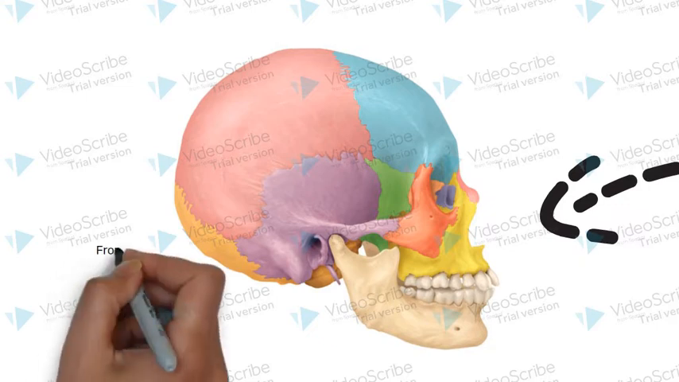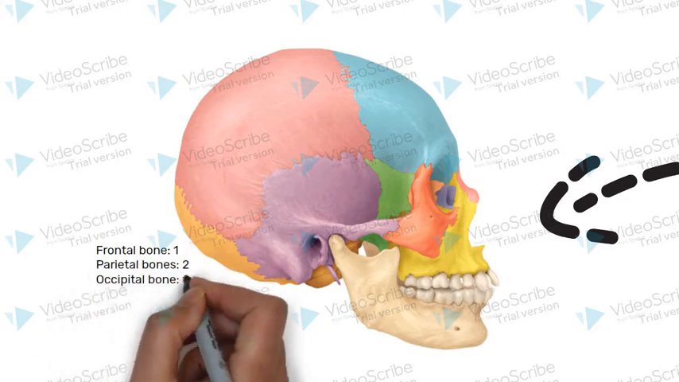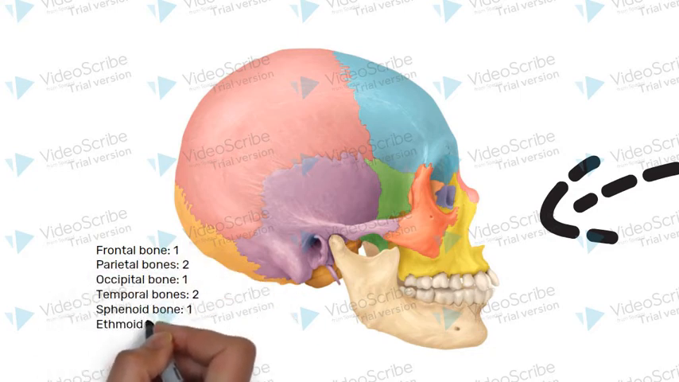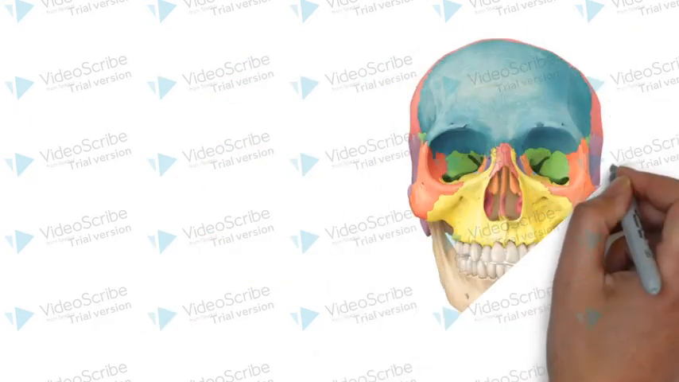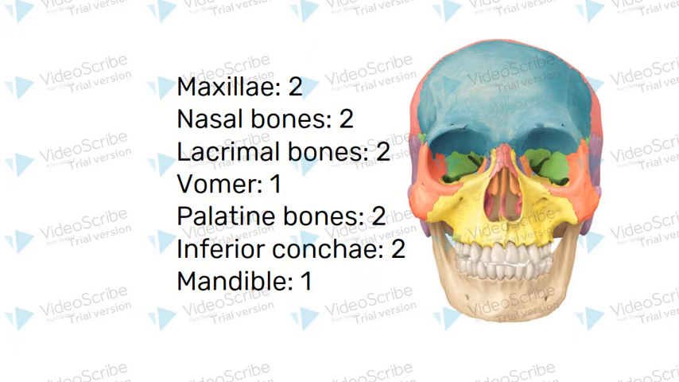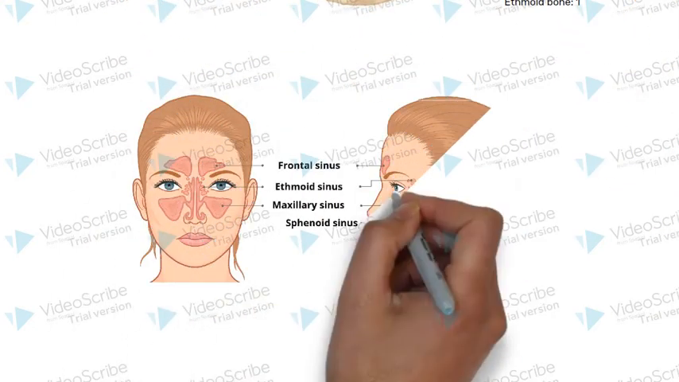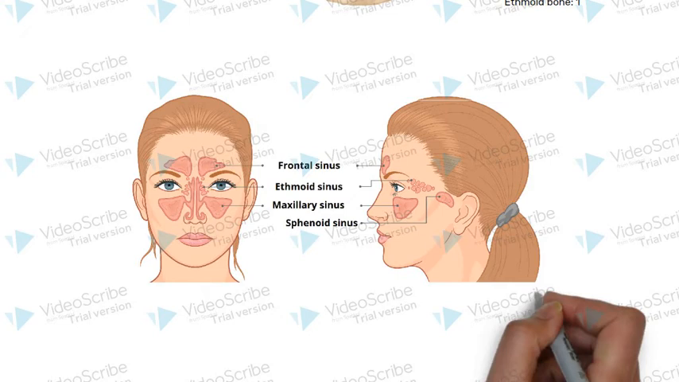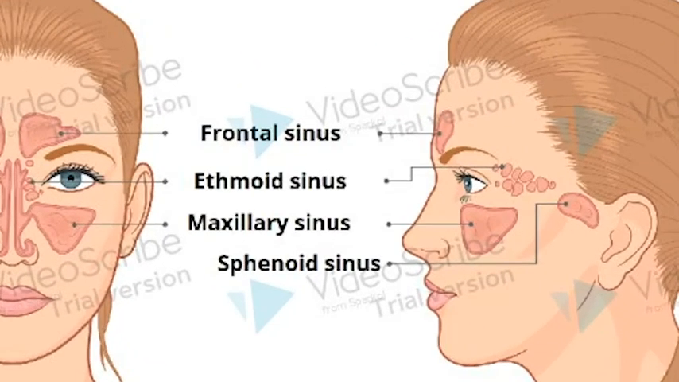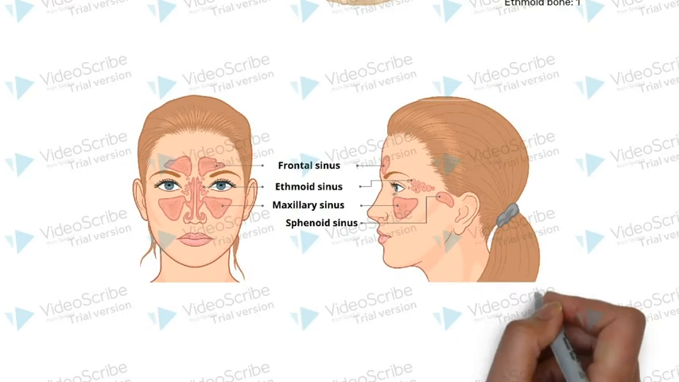The cranium consists of the frontal bone, parietal bones, occipital bone, temporal bones, sphenoid bone, and the ethmoid bone. And the facial skeleton consists of the maxillae, nasal bones, lacrimal bones, the vomer, palatine bones, inferior conchae, and the mandible. Within the viscerocranium are air-filled bone cavities covered with thick, vascular secretory mucosa known as the paranasal sinuses. They include the frontal, ethmoid, sphenoid, and the maxillary sinuses.